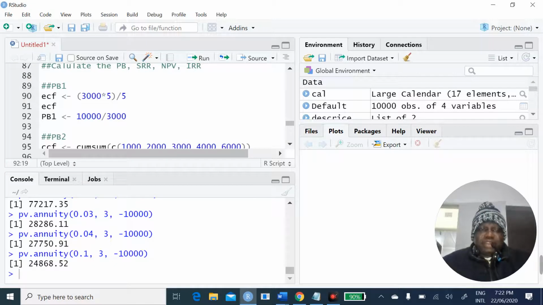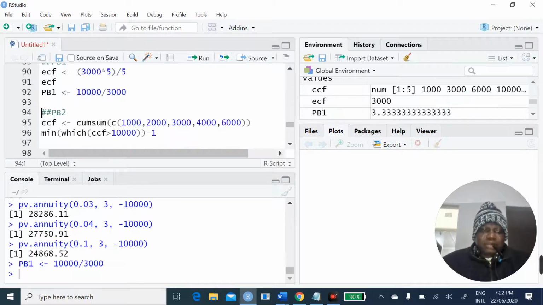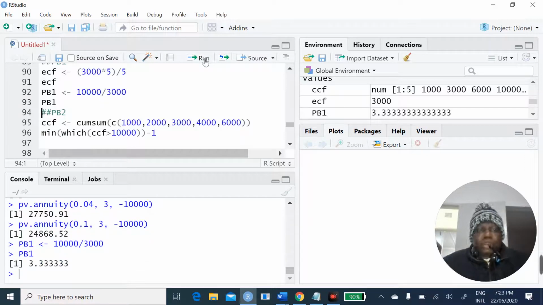Anyway, let's run it so that I'll not just be using my head. So that's PB1. Let's run to get 3.33. That's good. But in the second one, we see that the cash flow keeps changing over the years. So in that wise, we need 2 stages.